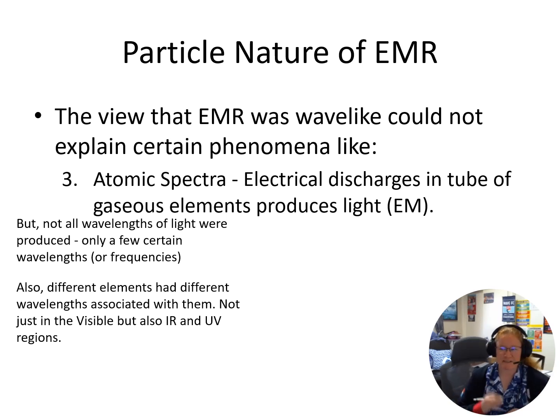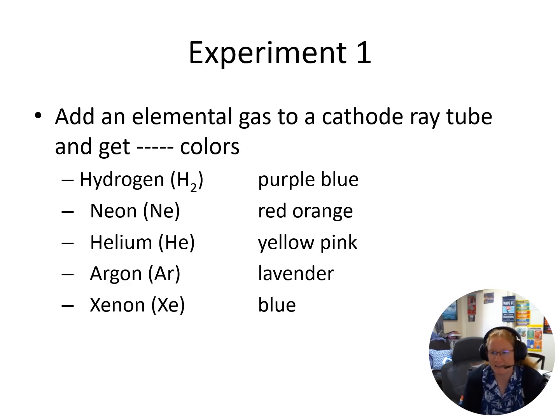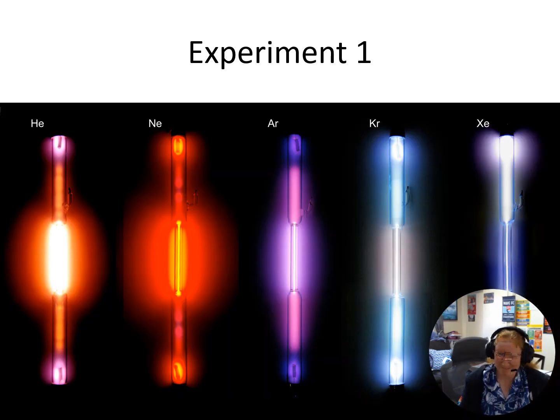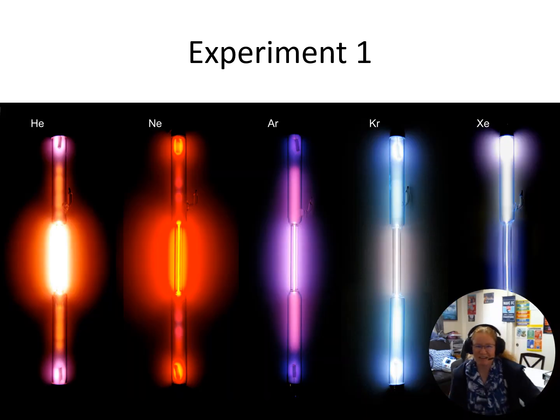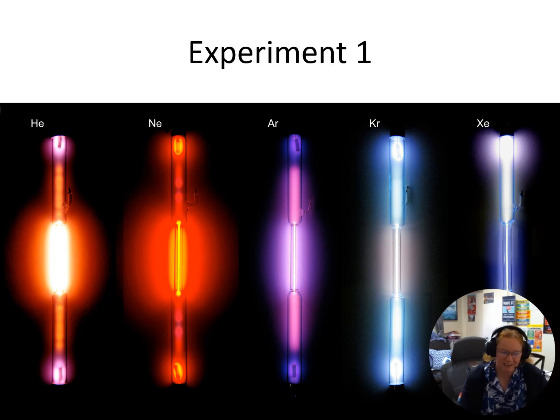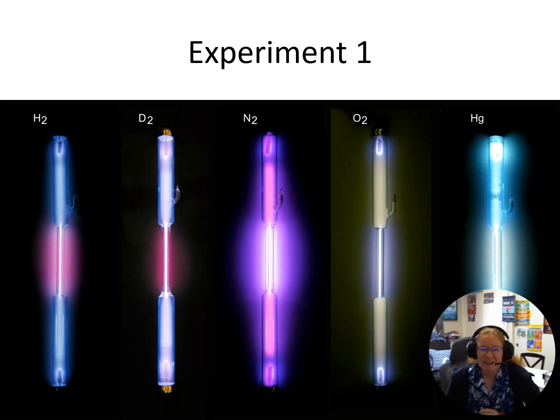Now to get there, there were several experiments that were done to build this picture before we saw those nice, neat spectral lines. The first experiment was simply adding these different elemental gases into cathode ray tubes. Different gases produced different colors. This is what they looked like. We've got some helium, neon, argon, krypton, and xenon here. You can see each one is unique. Each one produces its own unique color. Here's a few more: hydrogen, deuterium, nitrogen, oxygen, mercury.